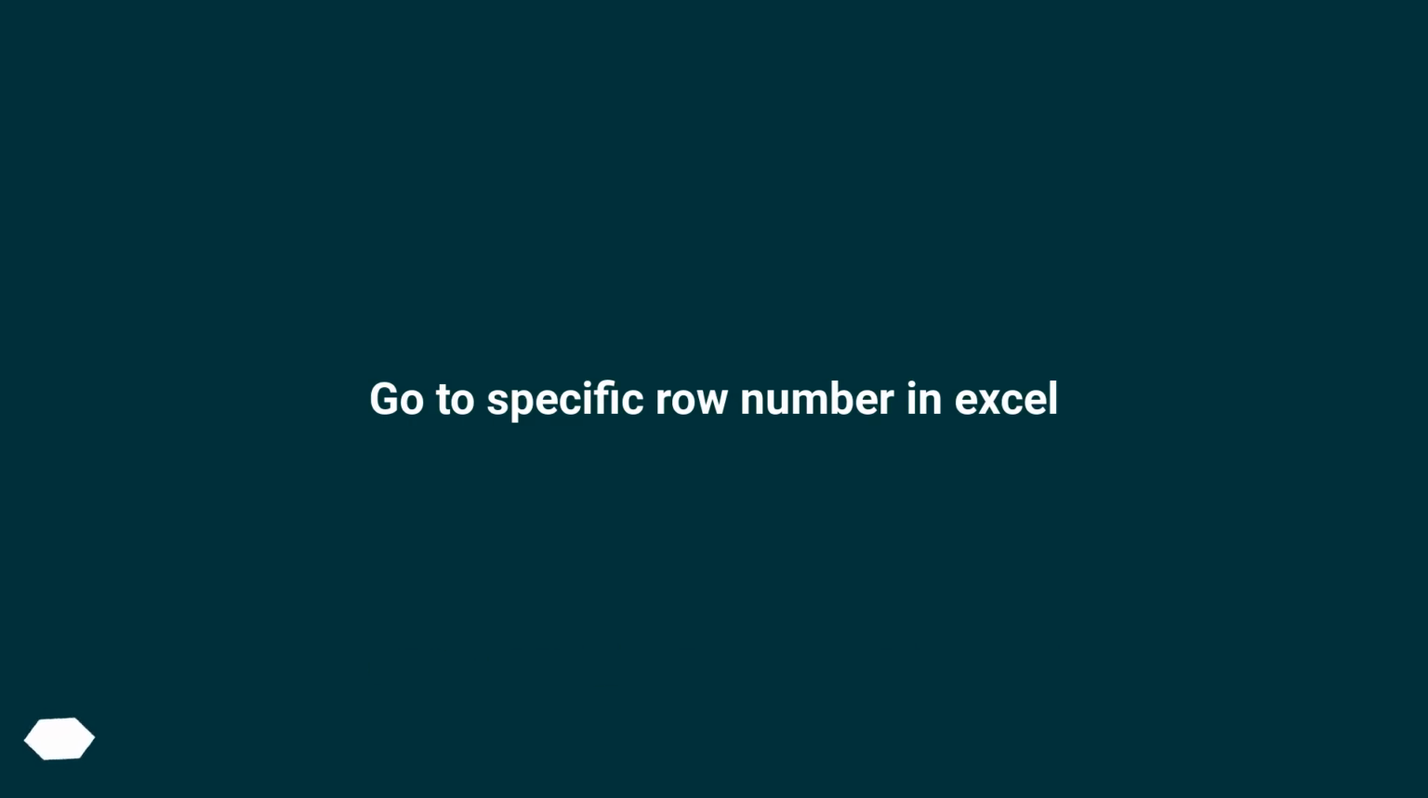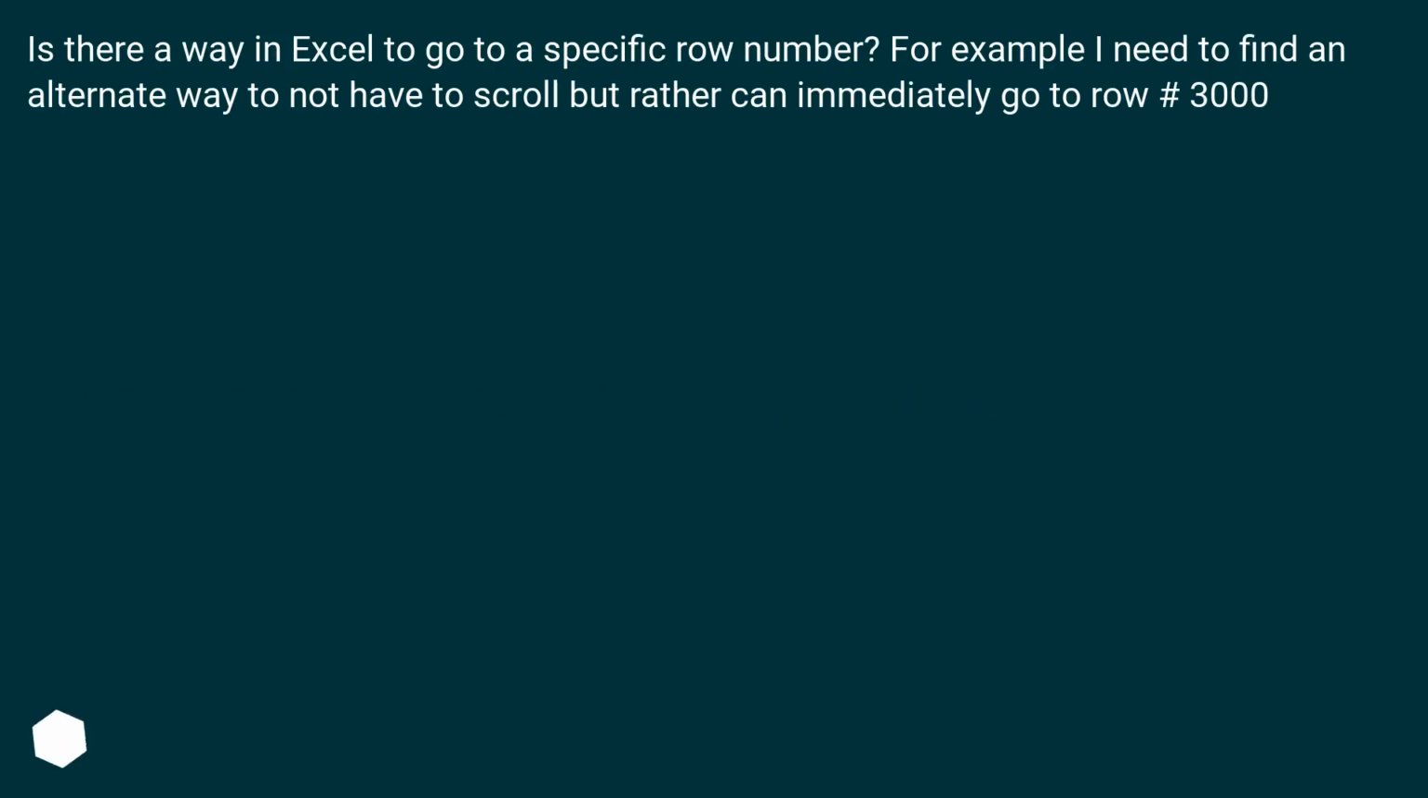Go to specific row number in Excel. Is there a way in Excel to go to a specific row number? For example, I need to find an alternate way to not have to scroll but rather can immediately go to row number 3000.